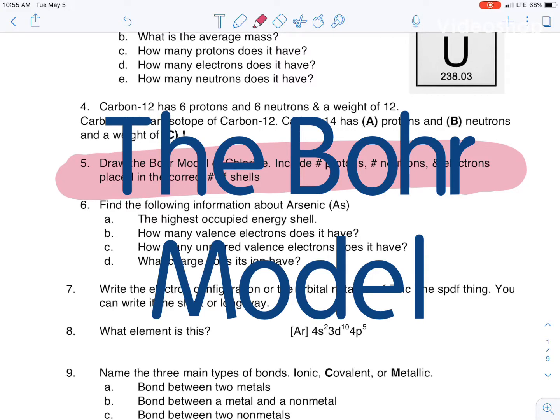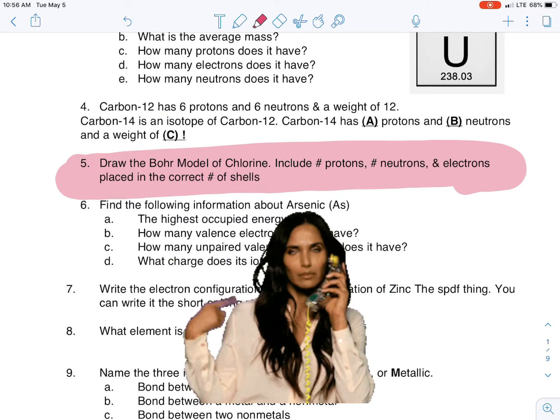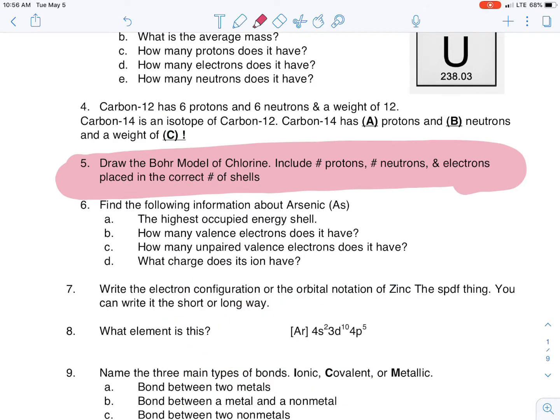Oh my gosh, you're bored? Well, you know what I always say, when you're bored, do a Bohr model. Oh, you don't remember how to do a Bohr model? Okay, well, let's look at this thing. Draw a Bohr model of chlorine.